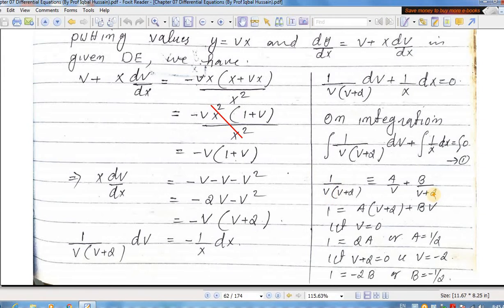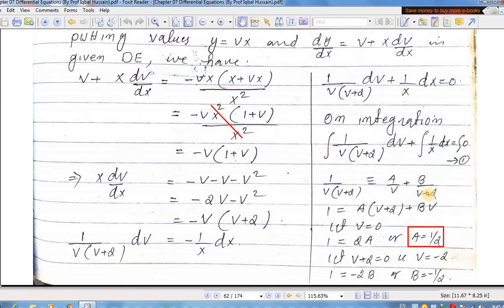So this is the method: multiplying by v into v plus 2, which will be cancelled. We will get 1 here, a into v plus 2 plus b into v. Now let us take v equal to 0 and put v is equal to 0 here. We will get 1, and here we will get 2a, and the b term will vanish on account of v is equal to 0. Now the value of a is equal to 1 over 2. So this value of a will be here, 1 over 2a.